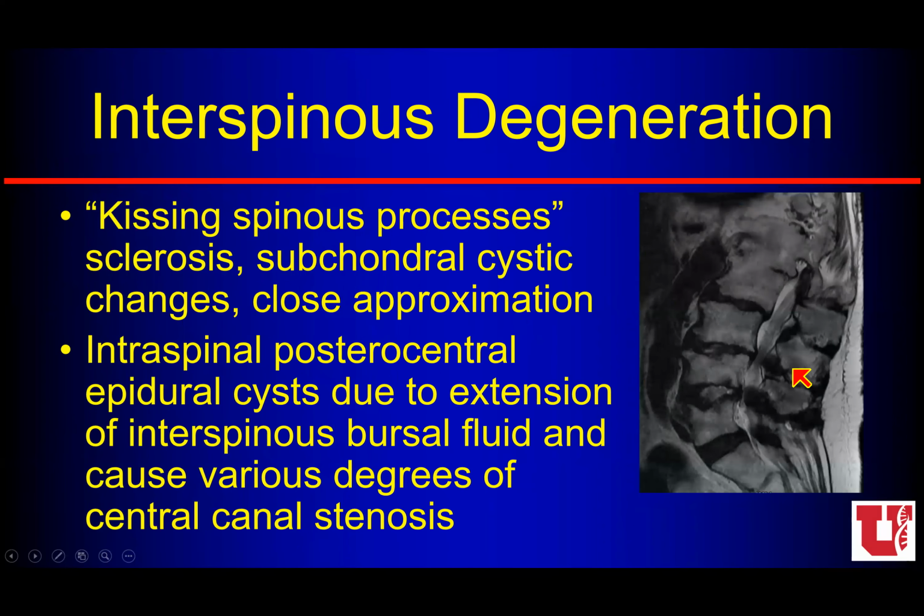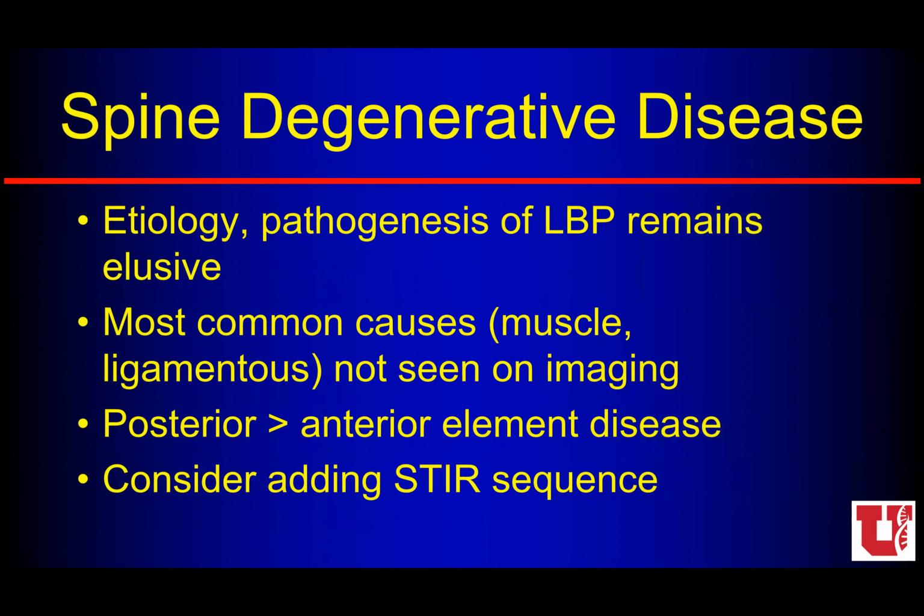Sometimes this is called kissing spinous processes. The spinous processes show degenerative changes between them, can be very sclerotic with close approximation of all those spinous processes with interspinous and posterocentral epidural cysts from that interspinous bursal fluid that can encroach centrally on the canal itself. So that's kind of from anterior to posterior, all the areas where we see degenerative changes of the spine.